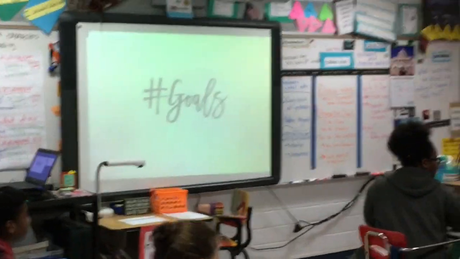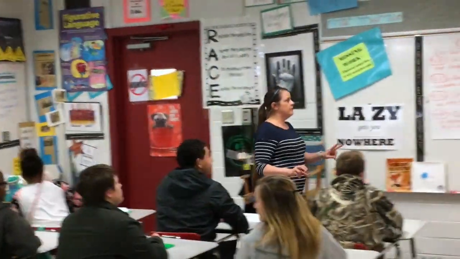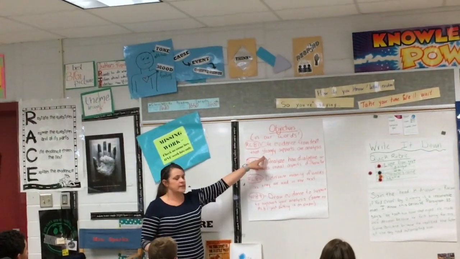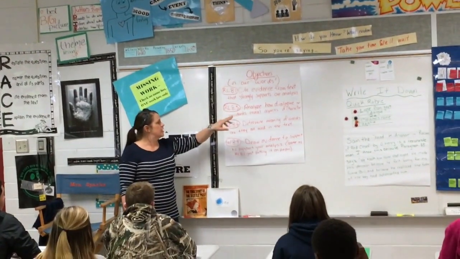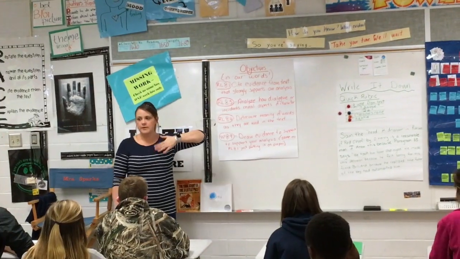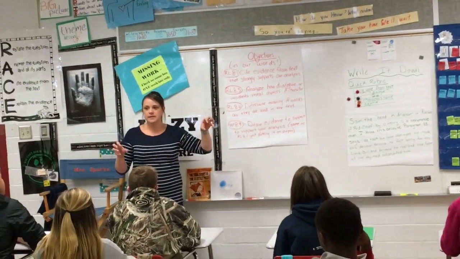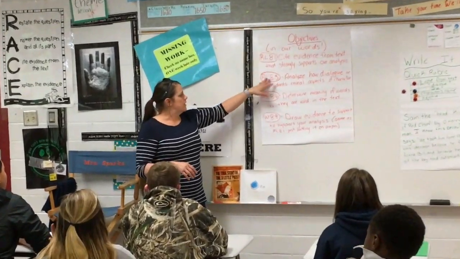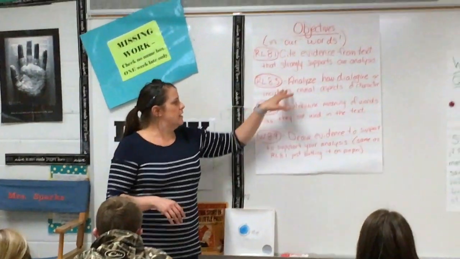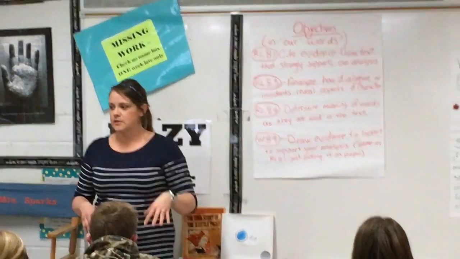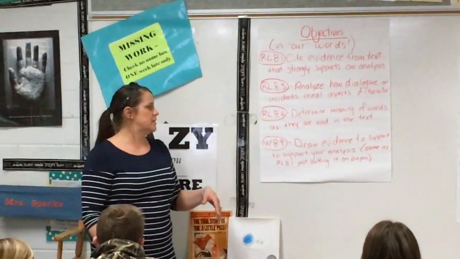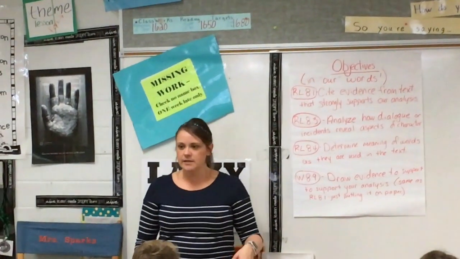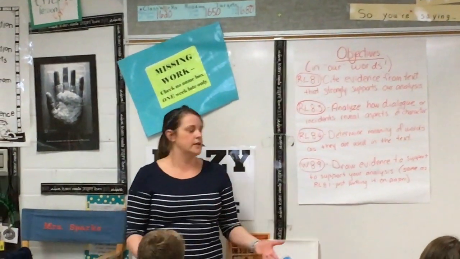All right, taking a look at what our goals are for today. So if we look at our official goals, taking a look at our standards, today we're going to be citing evidence from the text. We're going to be looking for evidence that supports our analysis, so not just grabbing random sentences from the text, but whatever supports whatever argument we're going for. Then we're going to be taking a look at how dialogue and incidents reveal aspects of the character. We've done this before, so we're going to be applying it to our story. We're going to be determining the meaning of words as they're used in the text. We did that yesterday, doing it again today.